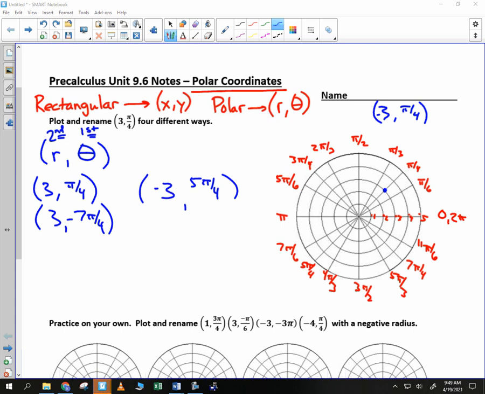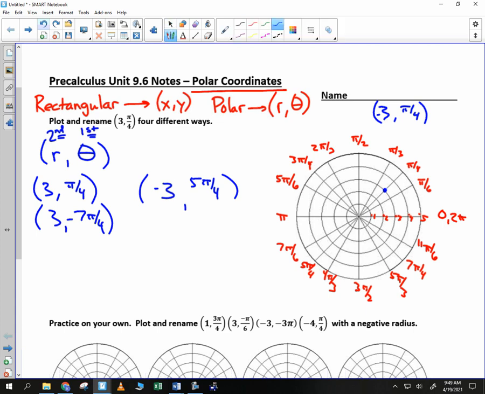So if you were to plot the point negative 3, 5 pi over 4, again, here's what you would do. You would rotate 5 pi over 4 like such, and then instead of going 3 units in that direction, you would go 3 units in the opposite direction. You'd end up on that same spot. You see that? Okay, let's do one more as you guys kind of piece this together.